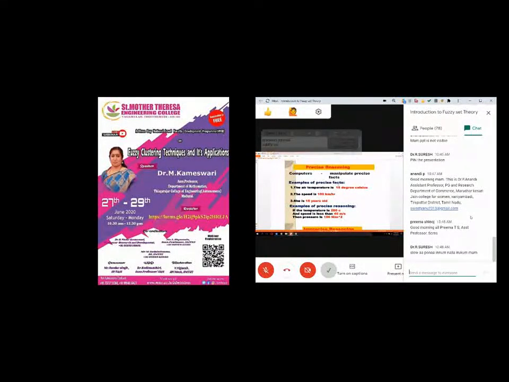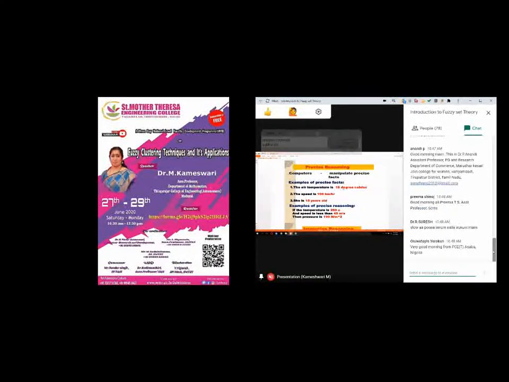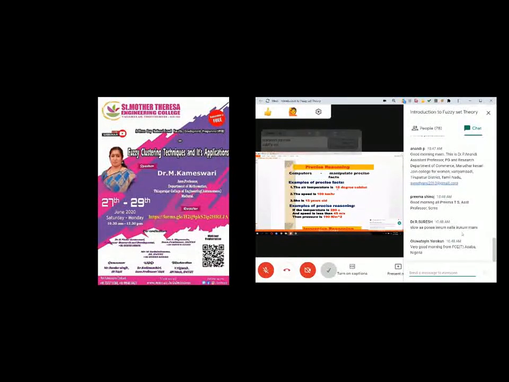Examples of precise facts are: the air temperature is 80 degrees Celsius. This is precise, this is concrete. The speed is 100 km per hour. She is 15 years old. Here all the information is concrete and precise.